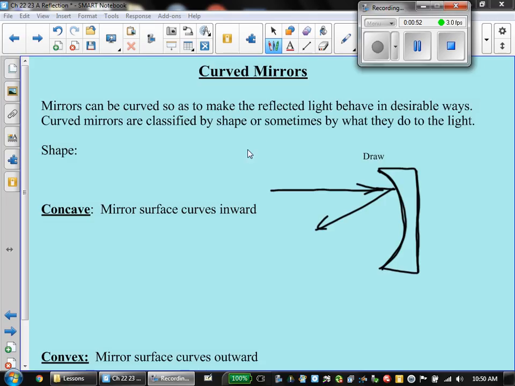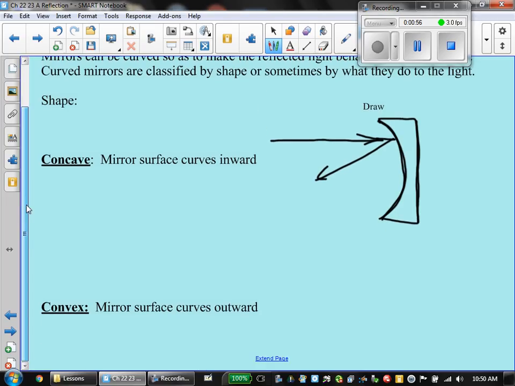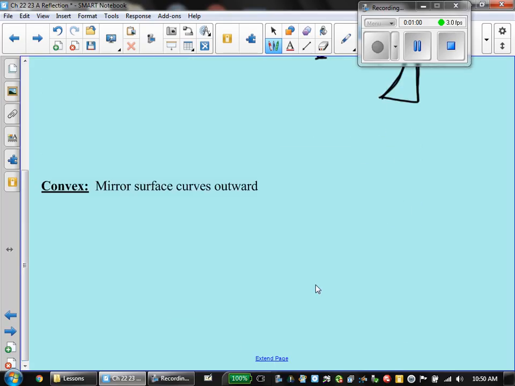But a concave mirror is also known as a converging mirror, and we'll talk about that again a little bit later. But the shape is going to be curved inward. A convex mirror does the opposite. We have a line defined as the principal axis. We'll talk about that later. And here the mirror curves outward. So a light ray coming in hits the mirror, bounces off, and goes off in this direction.